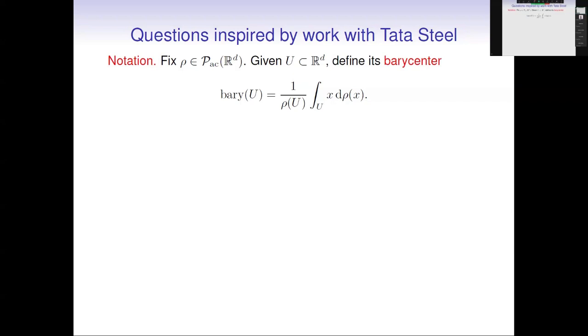Throughout the rest of the talk, rho is going to be a fixed, absolutely continuous probability measure with finite first and second moments. Typically, in applications, it will just be the uniform measure on the volume of, say, a rectangular domain in 2D or a cuboid in 3D.